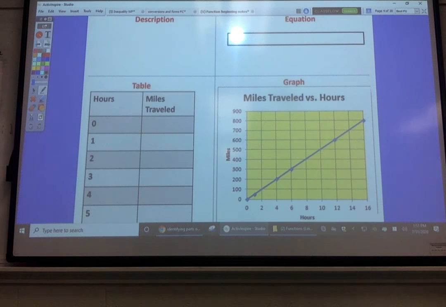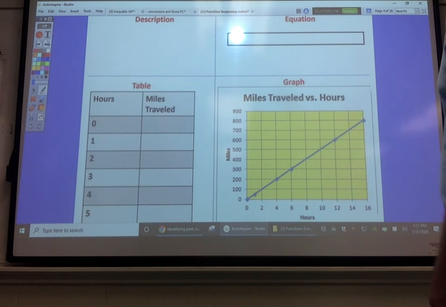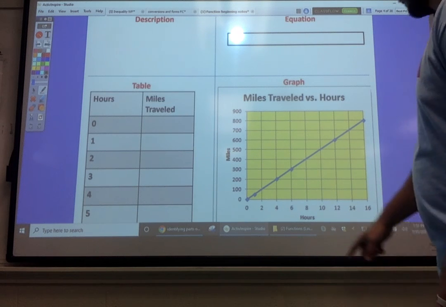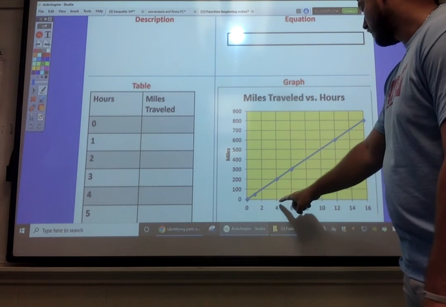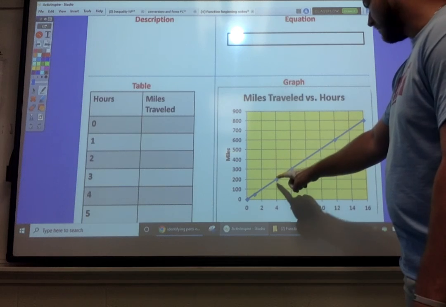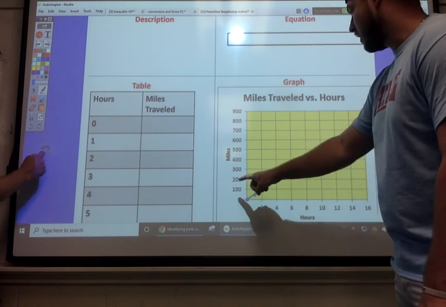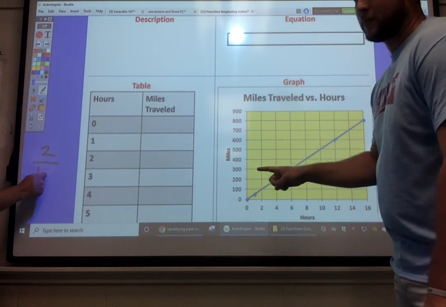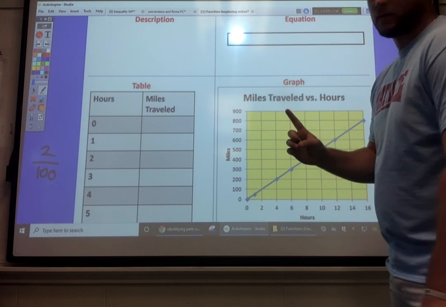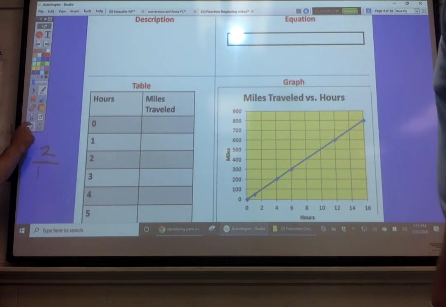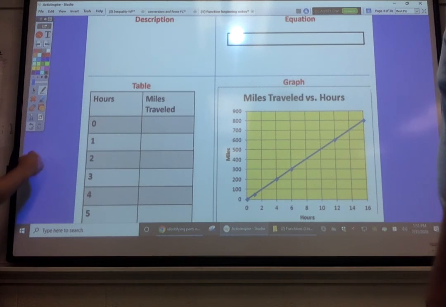Well, we're going to start with... So we got our graph over here, miles traveled versus hours. So it's looking like for every 2 hours, we've traveled 100 miles. 4 hours, we've traveled 200 miles. I'm not too good at math, but I think I can kind of start to see that if I'm going 100 miles in 2 hours, then I'm probably only going 50 miles in 1 hour, right? Right? We see that? So we can go ahead and write that. Can you guys see that possibly? I did it backwards. Okay.